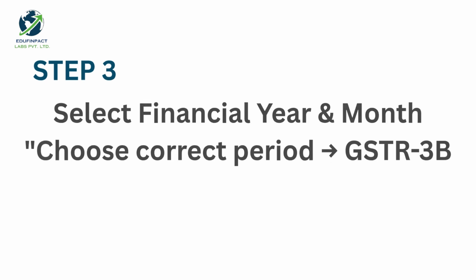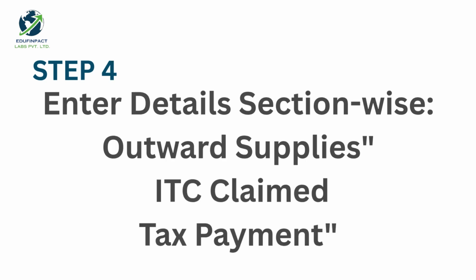Step 3: Select the financial year and month. Choose the correct period, GSTR-3B. Step 4: Enter details section-wise: outward supplies, ITC claimed, tax payment.